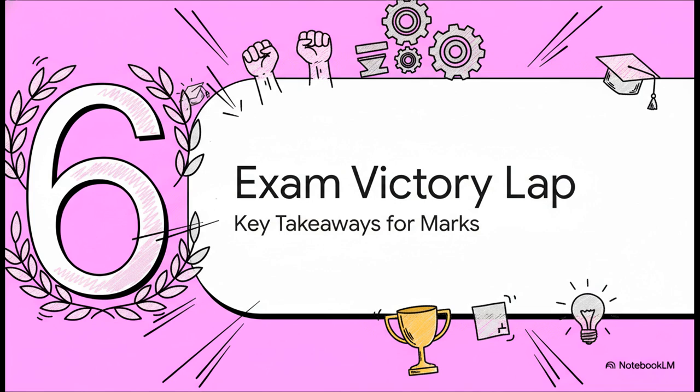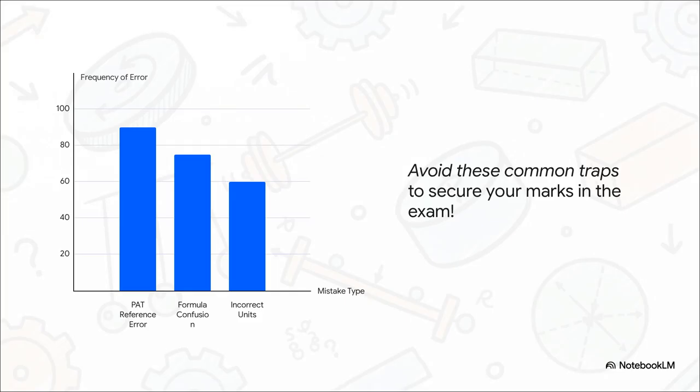All right, it's time to bring it all home. Let's do a quick victory lap. These are the final must-know points that you need to have locked and loaded in your brain before you step into that exam hall. This is how you secure the marks. Listen up because these are the top 3 mistakes people make. Number 1, trying to use the parallel axis theorem from any axis that is not the centroid. It's a fatal flaw. Don't do it.